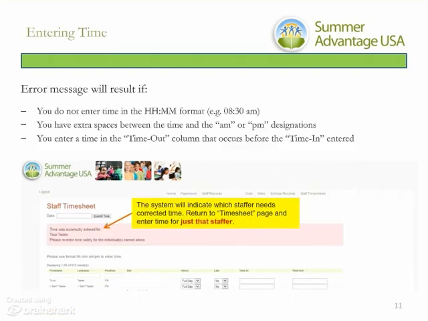If, however, you do not enter the time in the proper format, or you have extra spaces between the time and the AM or PM designations, or you have entered a time in the Time Out column that occurs before the time entered in the Time In column, you will receive an error along with the list of the staffers whose times must be corrected. To correct the time, return to the timesheet page and enter time for just that staffer.